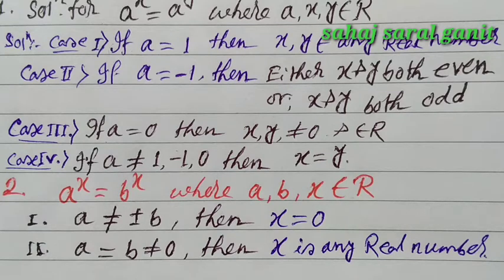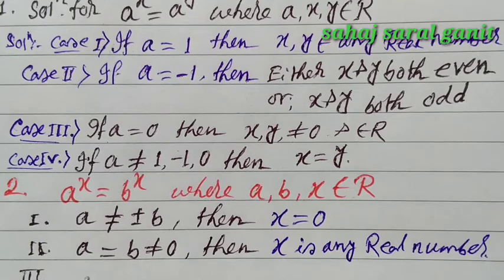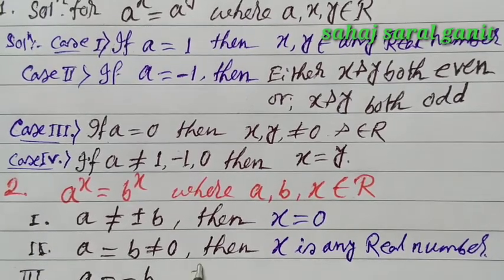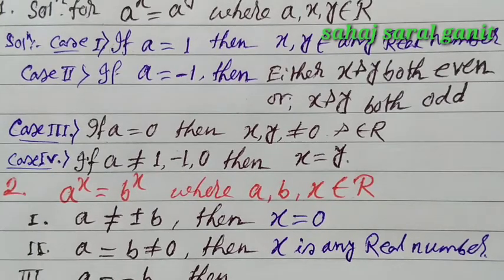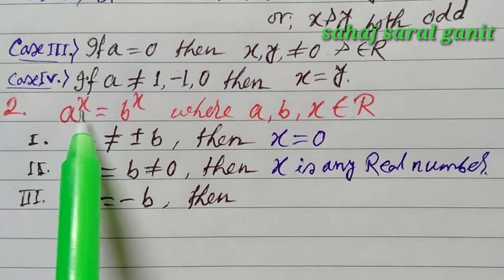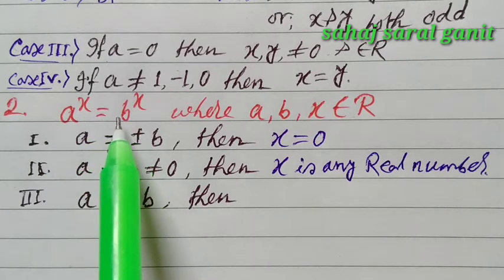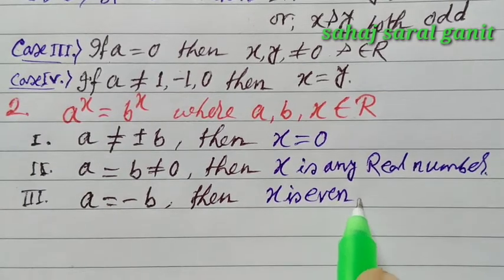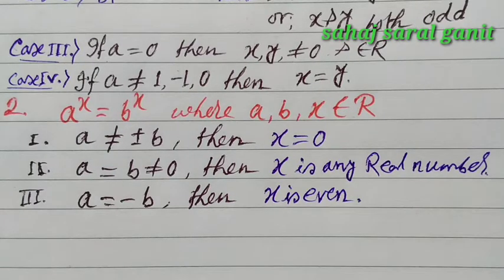Now if a and b are opposite to each other, a equal to minus b, that is, if a is positive, b is negative, or b is positive, a is negative, then a to the power x is equal to b to the power x happens only when x is an even number. x is any even number in that case.